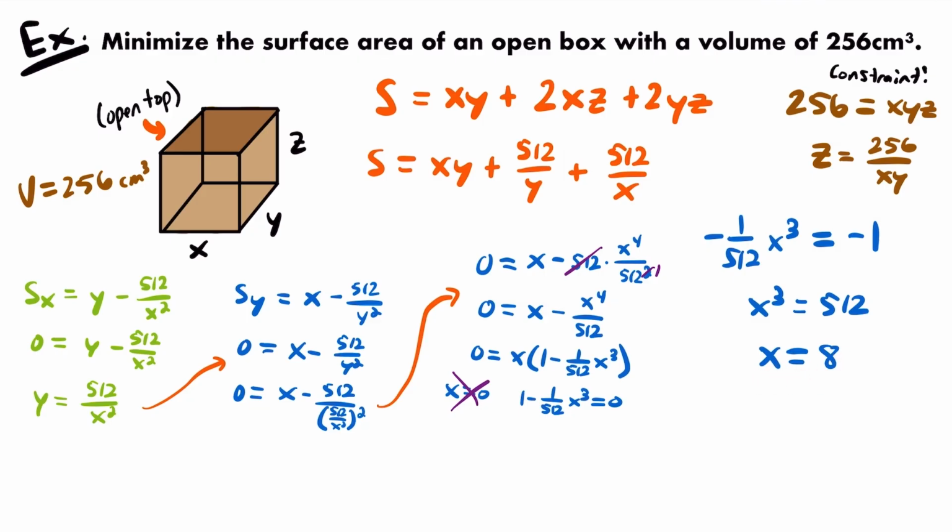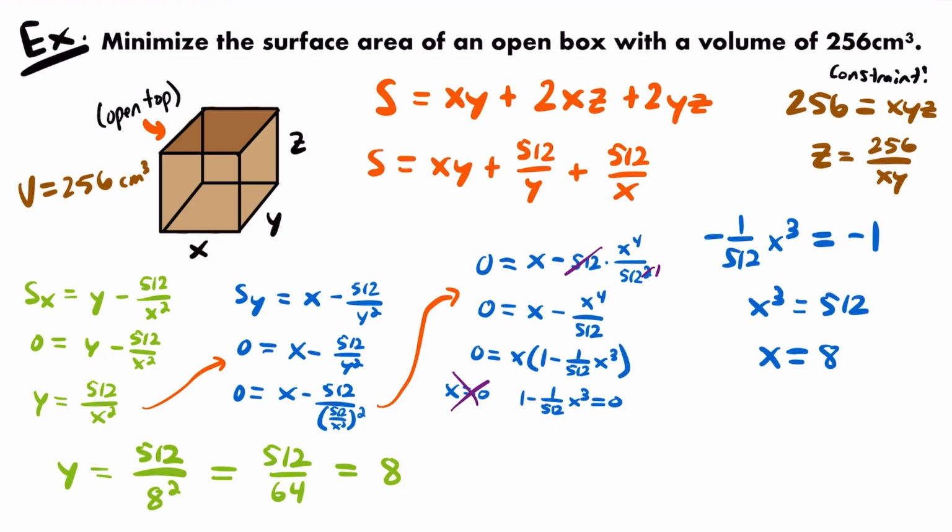but we still need the corresponding y value. So we want to plug what we found that x is equal to back into what we found that y was equal to earlier. Okay, so y is equal to 512 divided by x squared, which will now be 8 squared, and 8 squared is 64, so we have 512 divided by 64, which is equal to 8. Okay, so we get x equals 8 and y equals 8. Those are two of the dimensions of the box.